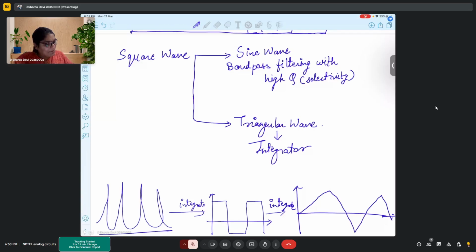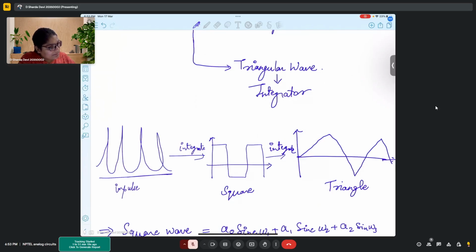Okay, so what will happen if you integrate this triangular wave further? If let's say you integrate this triangular wave further, what will be happening?